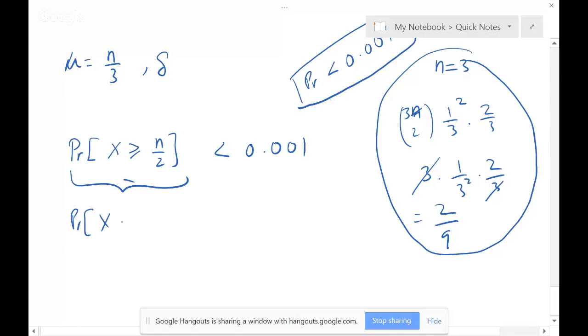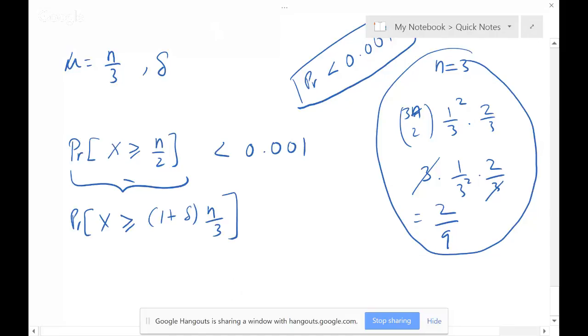Probability that x is greater than n/2. We want that to be written in a form where we can apply a Chernoff bound, so we want it written as x is greater than or equal to (1 plus delta) times mu. Mu is n/3, so I'm just going to write that as n/3. This means that I need to compute the appropriate value of delta.